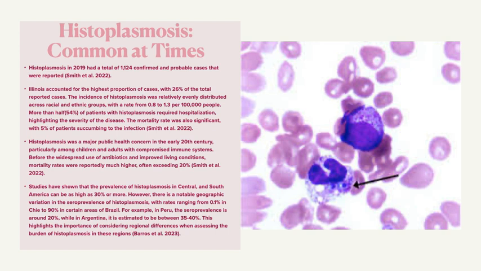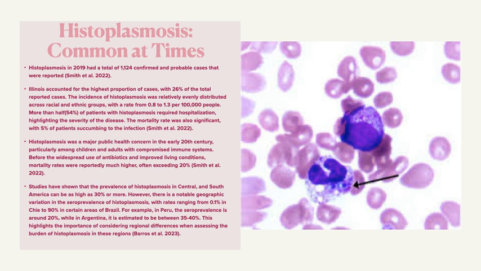Histoplasmosis was a major public health concern in the early 20th century, particularly among children and adults with compromised immune systems, before the widespread use of antibiotics and improved living conditions. Mortality rates were reportedly much higher, often exceeding 20%. Studies have shown that the prevalence of histoplasmosis in Central and South America can be as high as 30% or more.